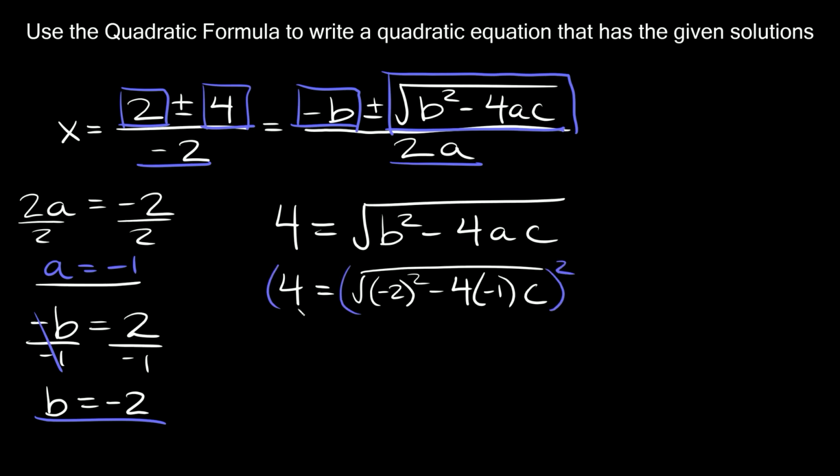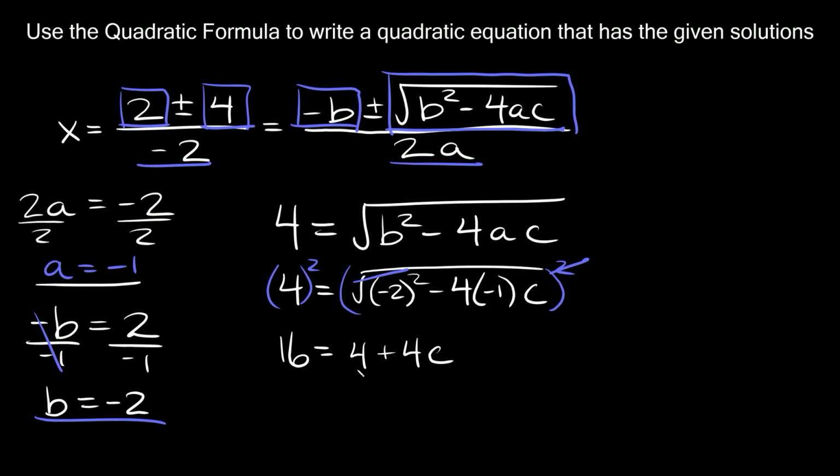And what we do to one side, we do to the other, right? So then on this side, the square root and the squared exponent cancel out. So we're just going to be left with what's inside of the square root. And then on this side, 4 squared is equal to 16. So we get 16 is equal to, and we're just left with what's inside of the square root. So negative 2 squared is equal to positive 4. And then here, negative 4 times negative 1 is positive 4. So plus 4 times c, right?